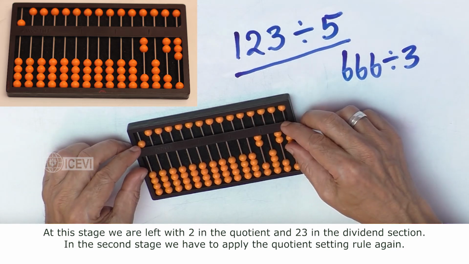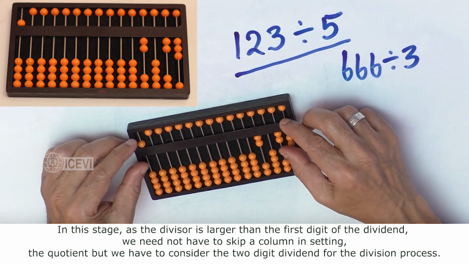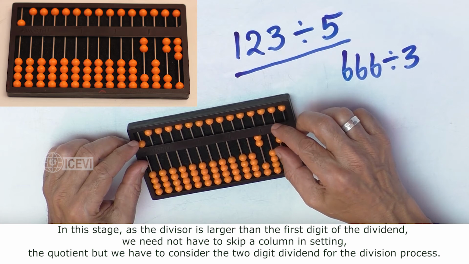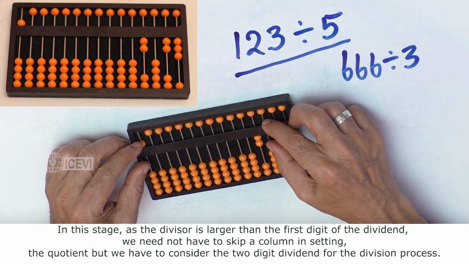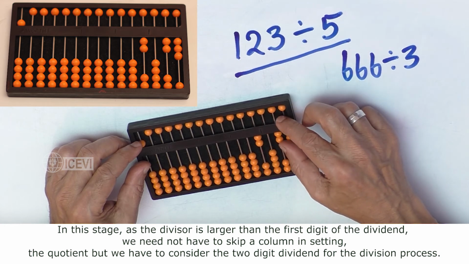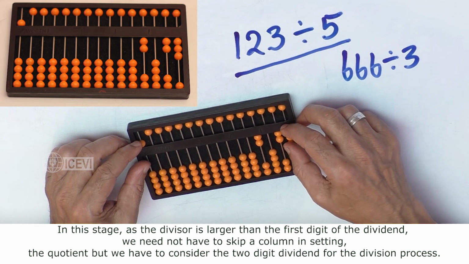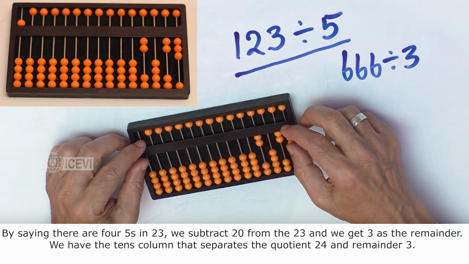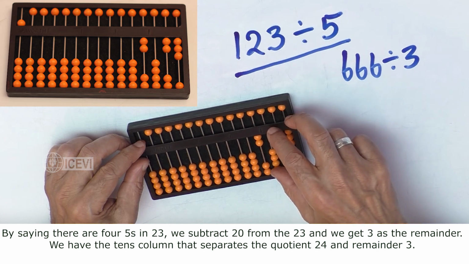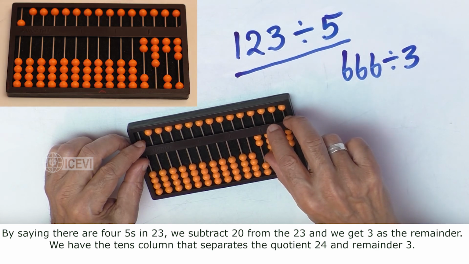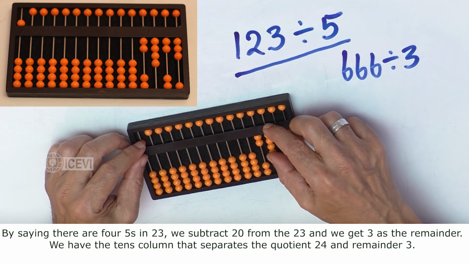In the second stage, we have to apply the quotient rule again. In this stage, as the divisor 5 is larger than the first digit of the dividend 23, we need not skip a column in setting the quotient. But again, we have to consider the 2-digit dividend for the division process by saying there are 4 5s in 23, we set the quotient 4 and 4 multiplied by 5 is 20.